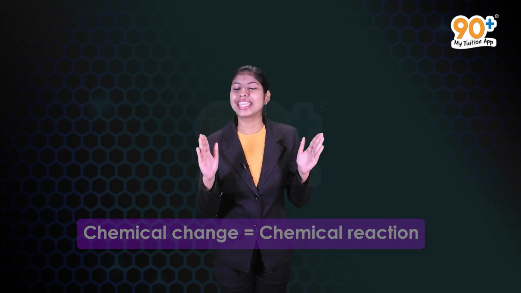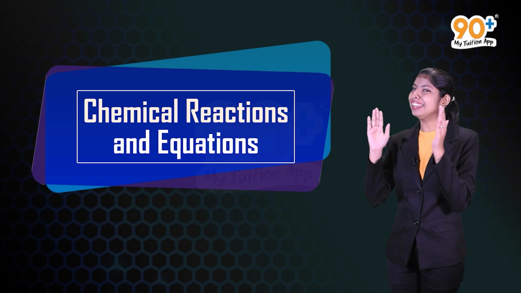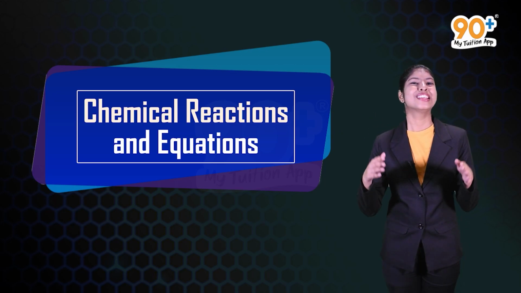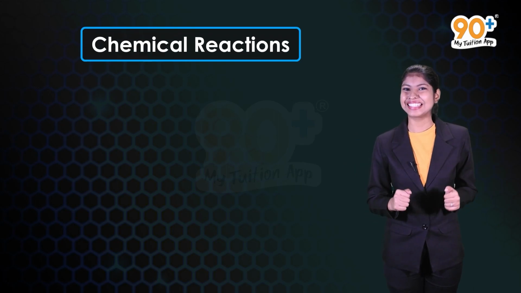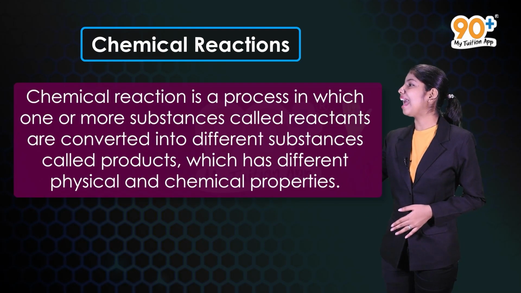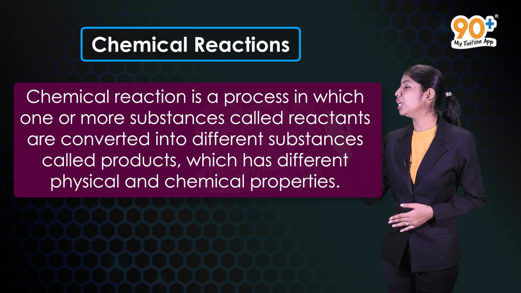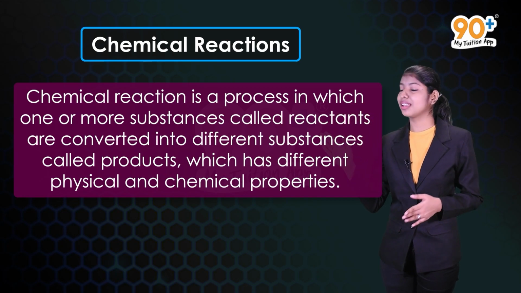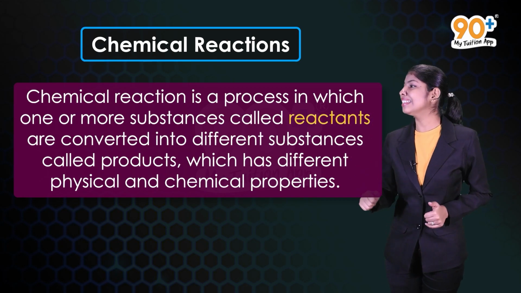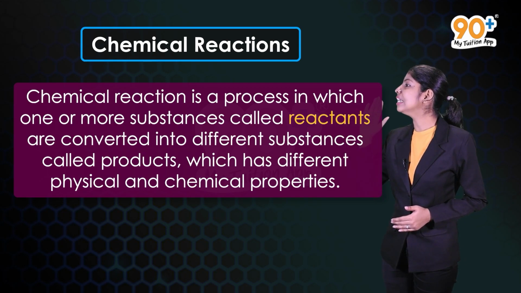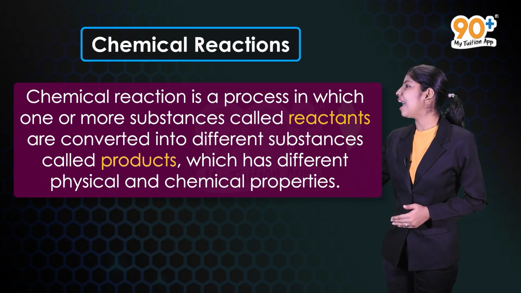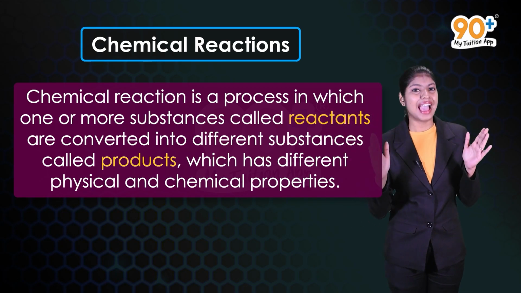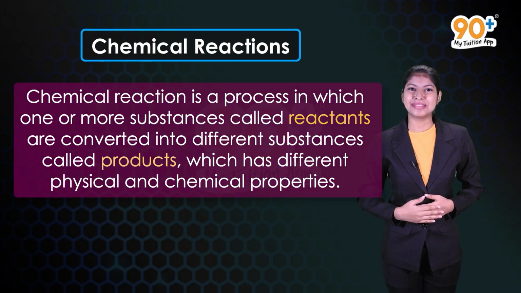So, friends, here we start our first chapter, Chemical Reactions and Equations. So you tell me, what do you mean by chemical reactions? Yes, a chemical reaction is a process in which one or more substances called reactants are converted into different substances called products, which have different physical and chemical properties.